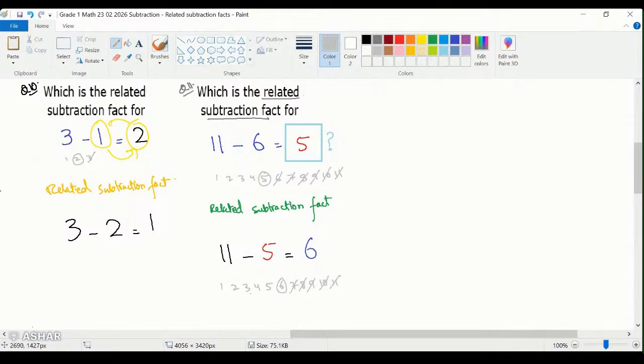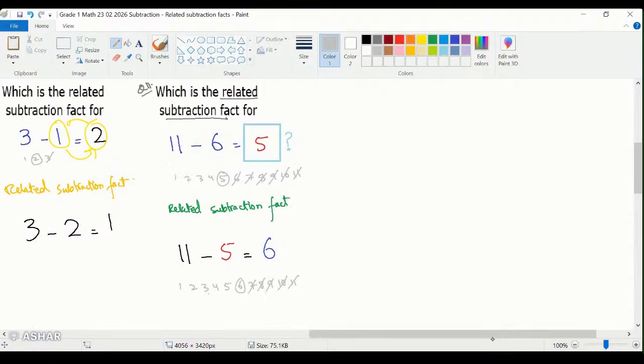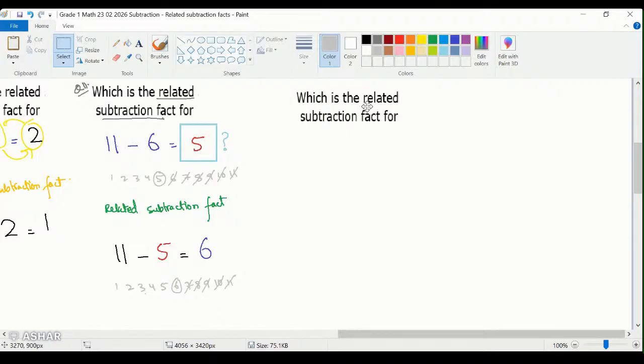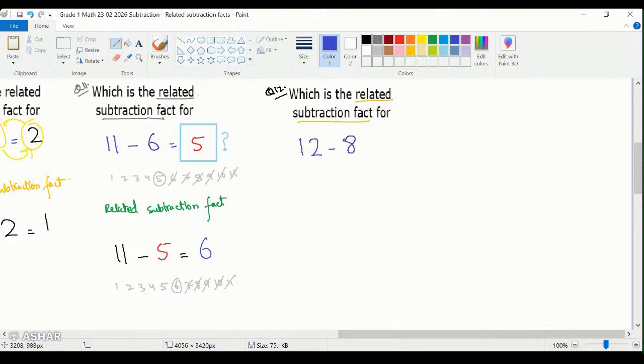Okay. For the next question, it says, which is the related subtraction fact for, if we say this is question number 12, and we need to find the related subtraction fact for this given question, and this given question can be 12 minus 8. What is 12 minus 8? Perfect. Thank you, Adam.